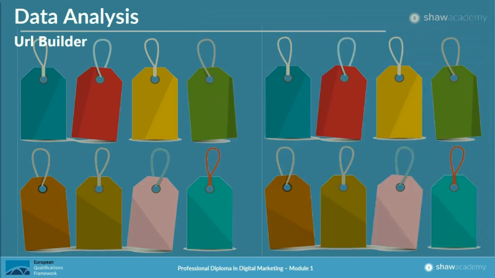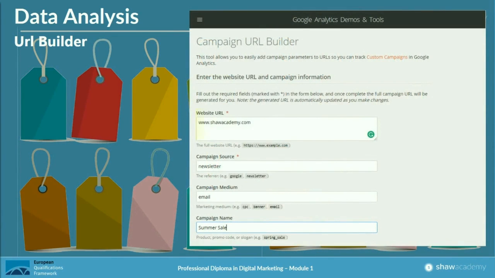So what you do is type in the URL of where you want to send people on your campaign. Okay, the campaign source: are you sending people to your website from an email campaign, like an emailer that you've sent out? So here I just put newsletter. Okay, and how is it being sent? So it could be adverts, CPC, banner, Facebook ad. Here I just put email, and then the name of the campaign as well.